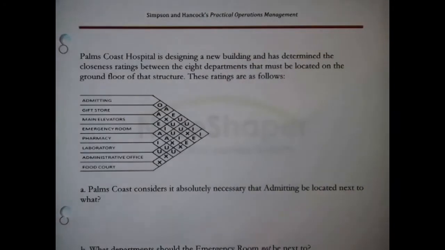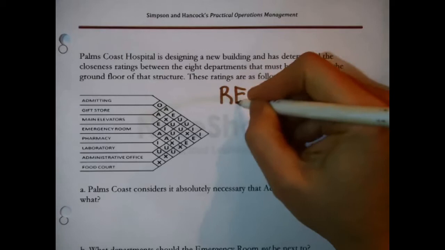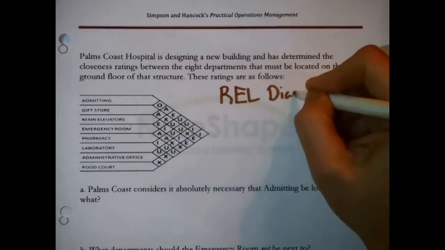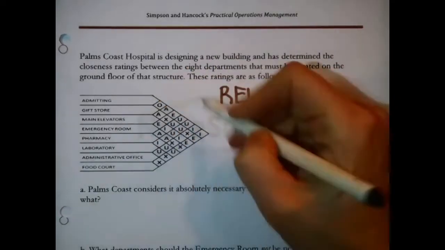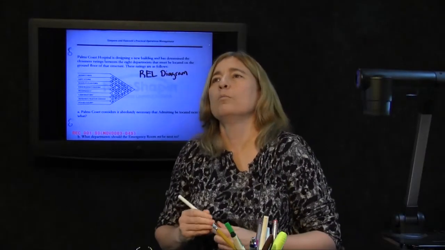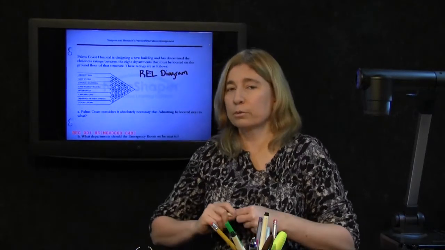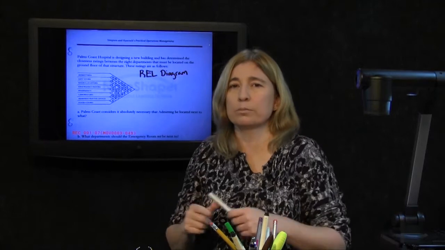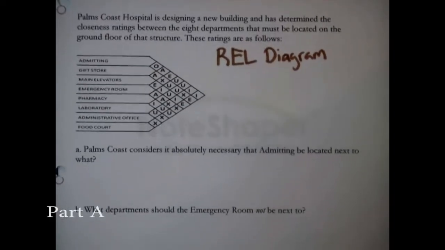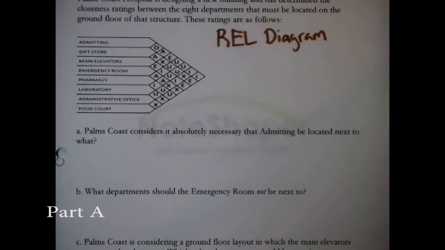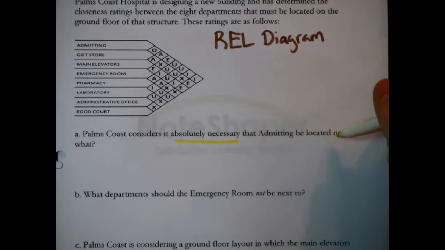What I mean is that this thing that looks like a house laying on its side is known as an REL diagram. It is not exclusive to closeness ratings, which were mentioned here, but it is a very common way of organizing them. Now the queries are testing our ability to interpret this house that's laying on its side. Let's look. Palms Coast considers it absolutely necessary that admitting be located next to what?